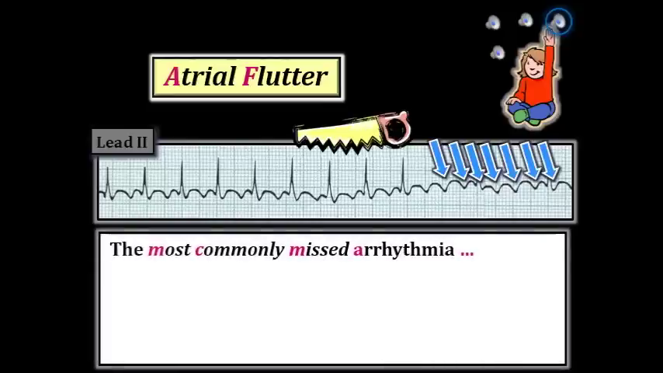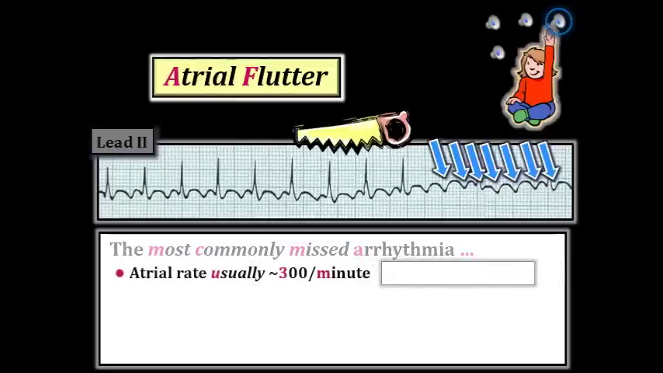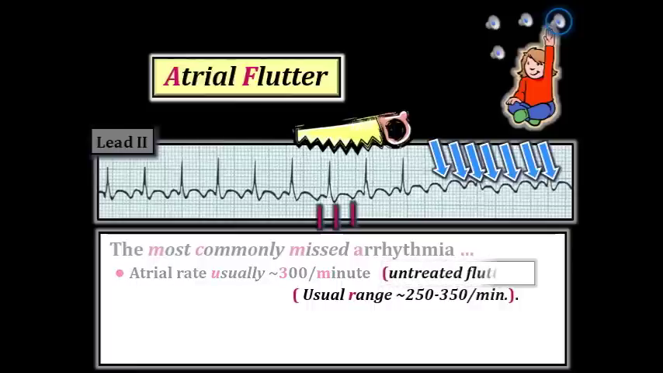First, atrial flutter is by far the most commonly missed arrhythmia diagnosis. The atrial rate is most often close to 300 per minute, with a usual rate range in adults between 250 to 350 per minute. This is easy to see on ECG because a rate close to 300 per minute approximately corresponds to the occurrence of one flutter wave after each large box. Note, this is for untreated atrial flutter.